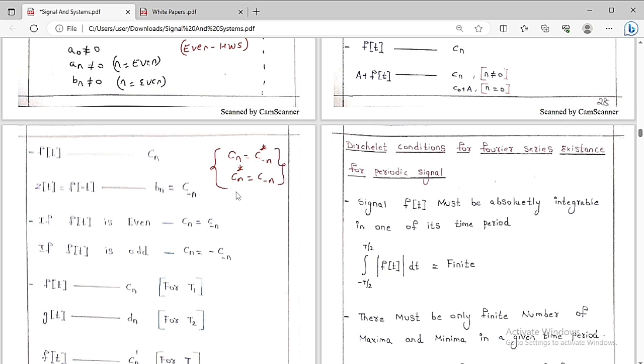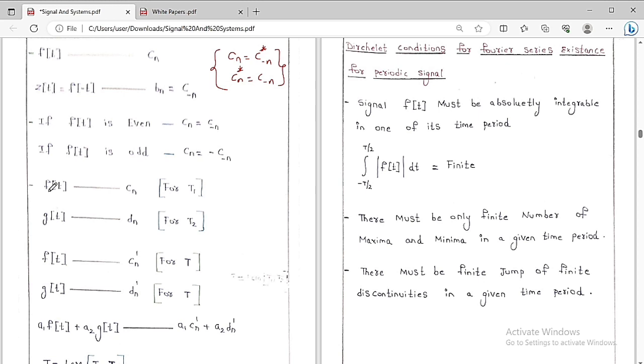So this is a very important property. Suppose f of t is an even function, then Cn is equal to C of minus n. If f of t is an odd function, then Cn is equal to minus C of minus n. But this is an overall condition. If f of t is even, then Cn is equal to C of minus n. If f of t is odd, then Cn is equal to minus C of minus n.